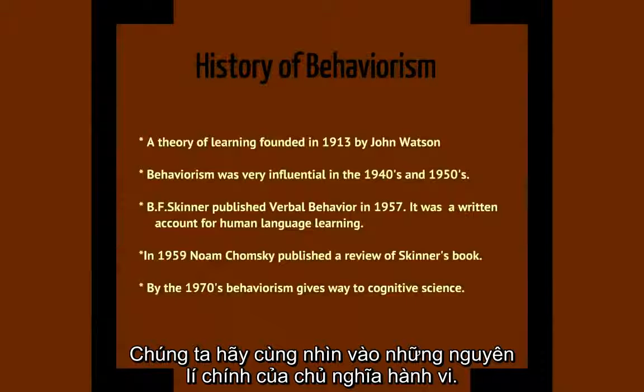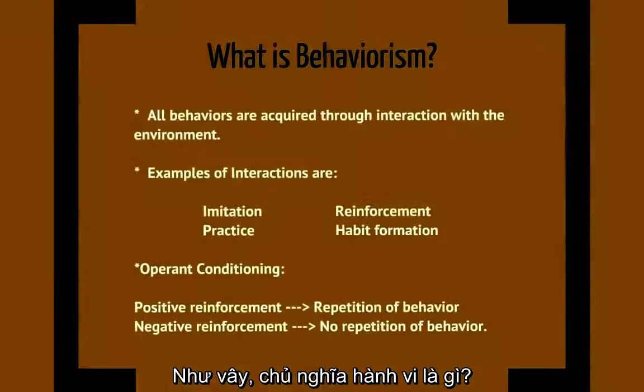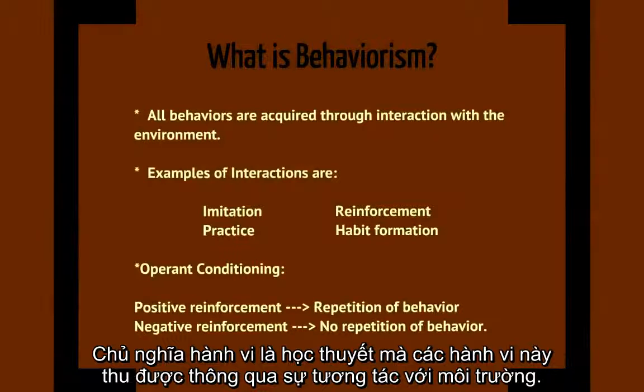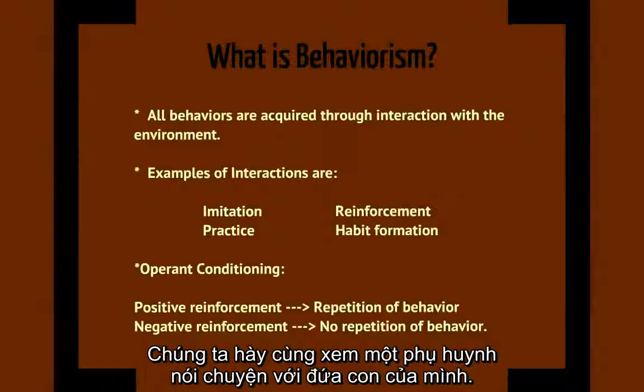Before we get to that, let's take a look at the main tenets of behaviorism. So what is behaviorism? Behaviorism is the theory that all behaviors are acquired through interaction with the environment. The examples of interactions are imitation, reinforcement, practice, and habit formation.